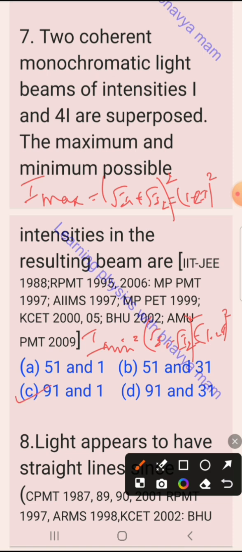Any confusion? Go through it again. I max is square root of I1 plus square root of I2 whole square. I minimum is square root of I1 minus square root of I2 whole square. So it is 9I and I. Option C.